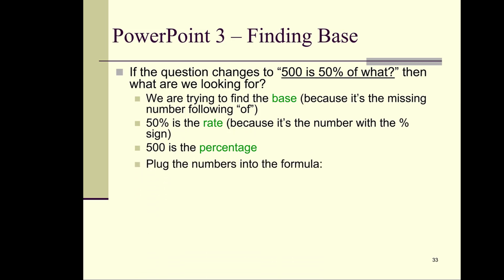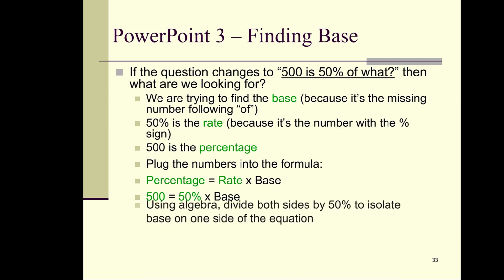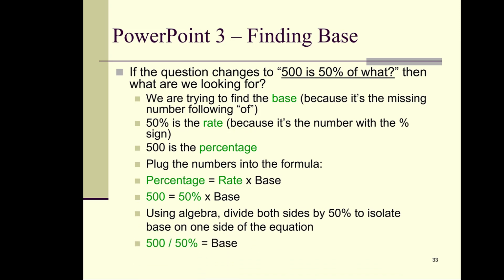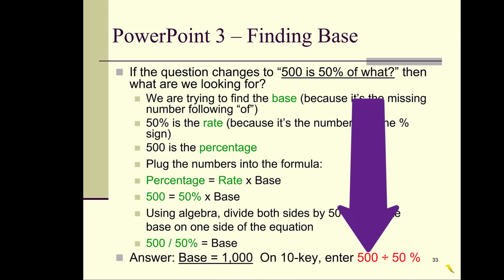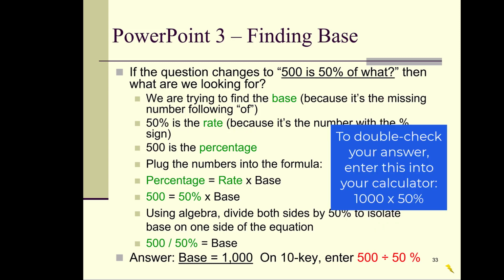So we're going to plug the numbers into the formula. The formula is 500 equals 50% times base. Now we've got to get base on one side all by itself. So if we divide both sides by 50%, we get 500 divided by 50% equals base. To calculate this on your calculator, enter 500 divided by 50 and then hit the percent key, and you should get 1,000. And that makes sense. 500 is 50% of what? Well, 500 is 50% of 1,000.